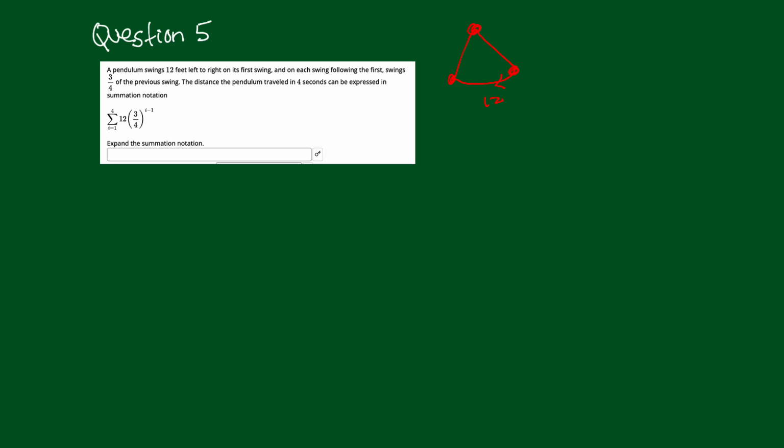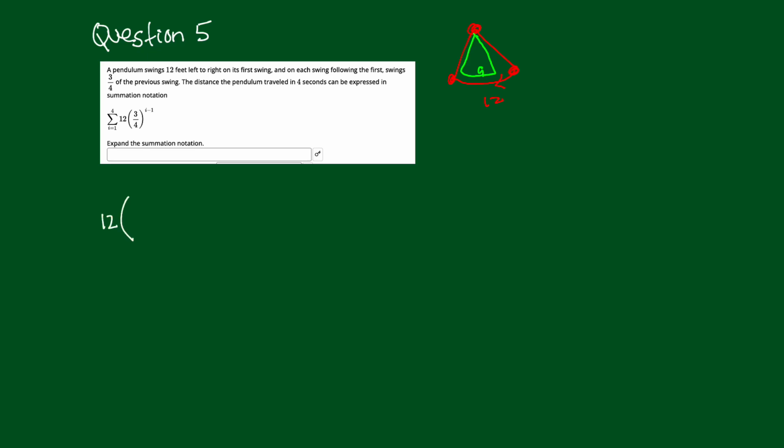So we're going this way, and it goes 12 feet. Then when it comes back, it only goes 3/4 of that, which is going to be 9, and then so on. Now what we're asked to do is just to expand this notation. We're going to go 1 to 4. So how about if we start here?